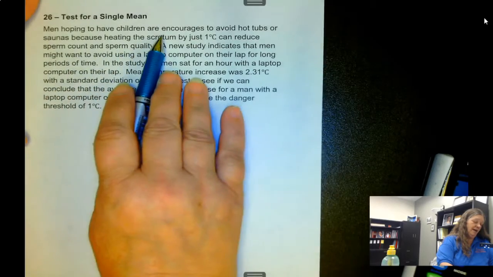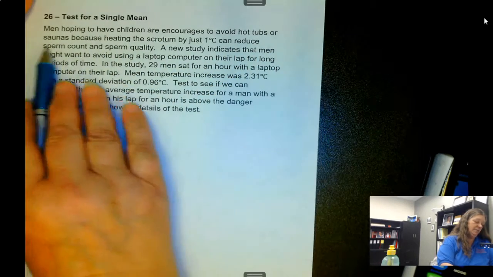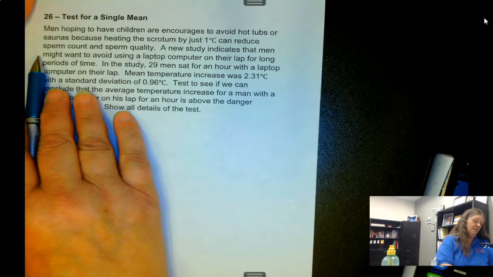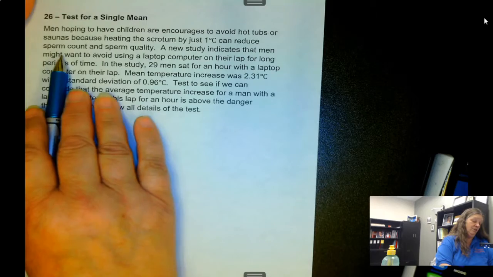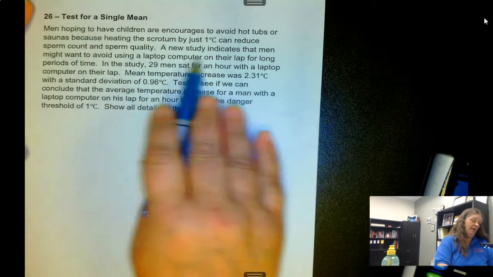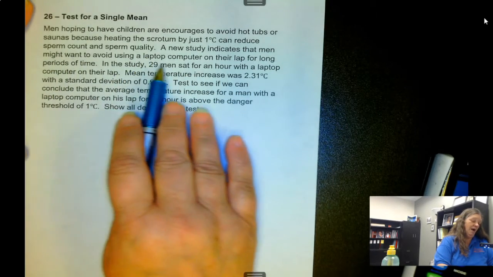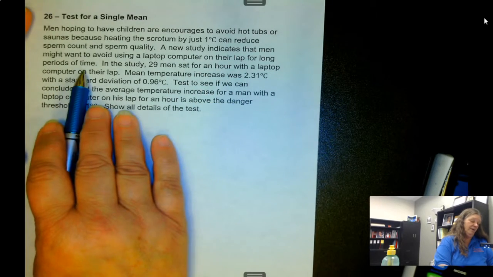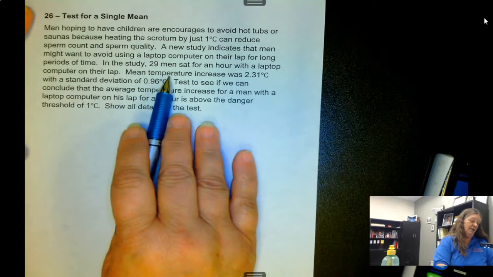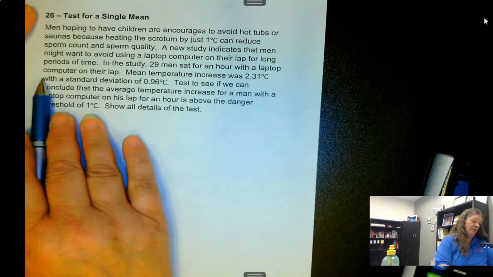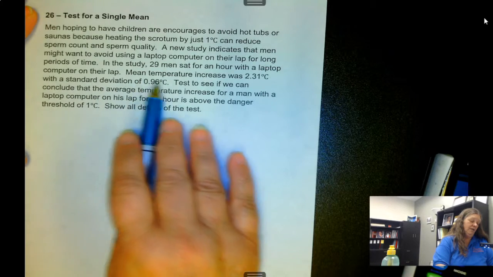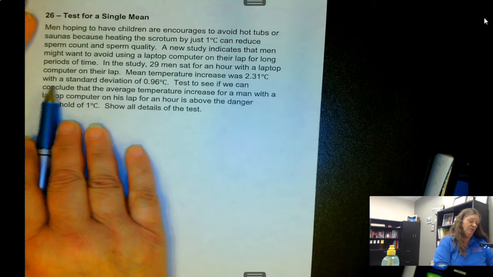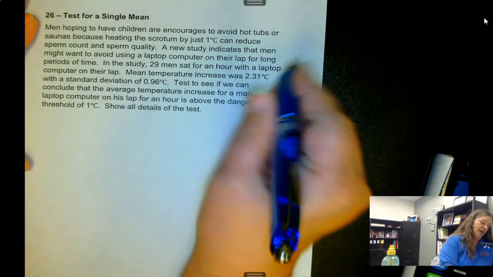Men hoping to have children are encouraged to avoid hot tubs or saunas because heating the scrotum by just 1 degree Celsius can reduce sperm count and sperm quality. A new study indicates that men might want to avoid using a laptop computer on their lap for long periods of time. In the study, 29 men sat for an hour with a laptop computer on their lap. Mean temperature increase was 2.31 degrees Celsius with a standard deviation of 0.96.